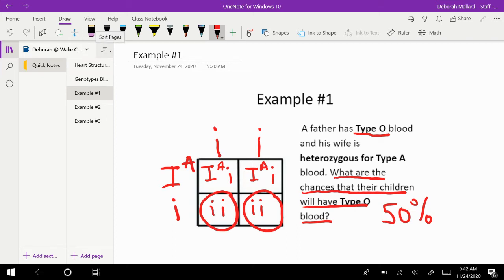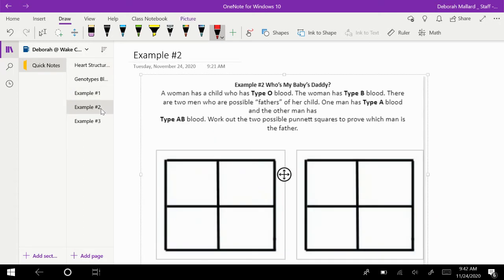All right, let's go ahead and move to another example. We have another example here that's a little bit more involved. It says a woman has a child who has type O blood. The woman has type B blood. There are 2 men who are possible fathers of the child. One man has type A blood and the other man has type AB blood. Work out the 2 possible Punnett squares to prove which man is the father.